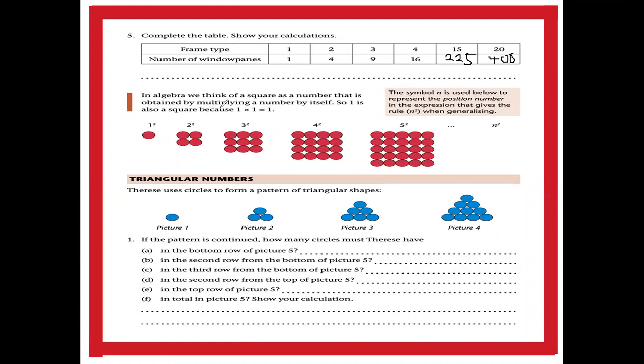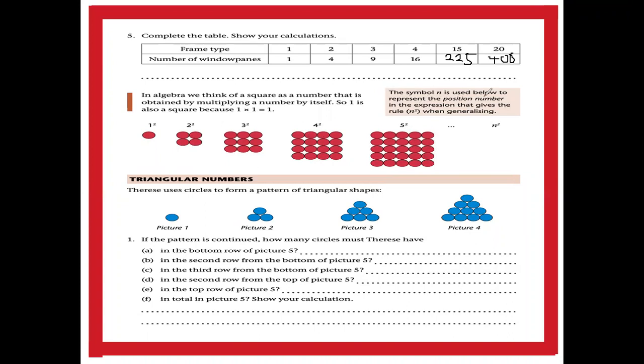In algebra, we think of a square as a number that is obtained by multiplying a number by itself. So 1 is also a square because 1 times 1 is equal to 1. 2 times 2 gives us 4. 3 times 3 gives us 9. 4 times 4 or 4 squared gives us 16. 5 squared or 5 times 5 gives us 25.